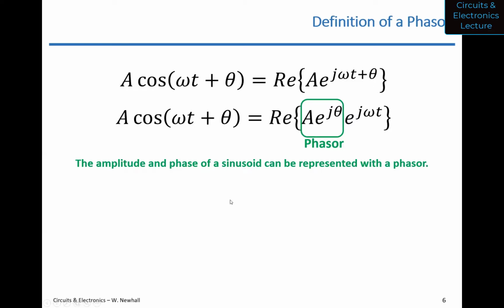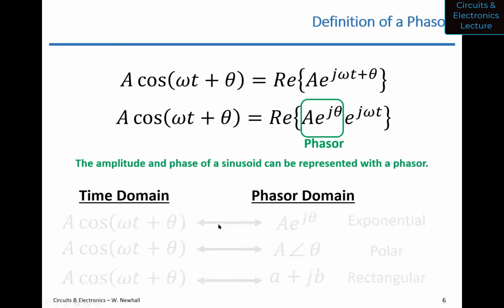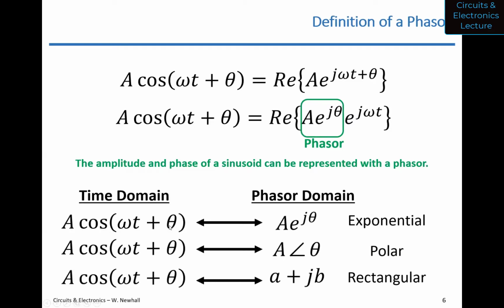sinusoid. Okay, so in the time domain on the left, time domain means you have a t. There's a time term in your equation. It changes with time. In phasor form, or the phasor domain, you have a point in space that represents the magnitude and the phase in one of these three ways, in either exponential, polar, or rectangular, and that's what we were talking about.